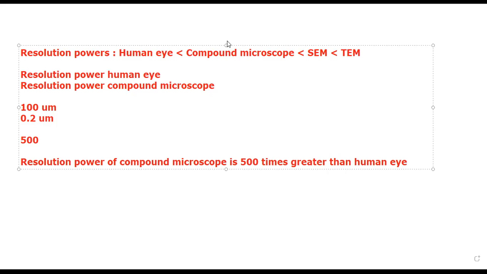Done, sir. Have you completed it? Yes, sir. So below I'm asking, what is the meaning of the calculated value? That is the answer. Resolution power of the compound microscope is 500 times greater than the what is it? Human eye.